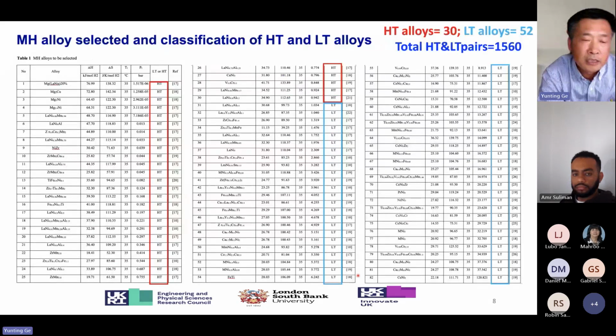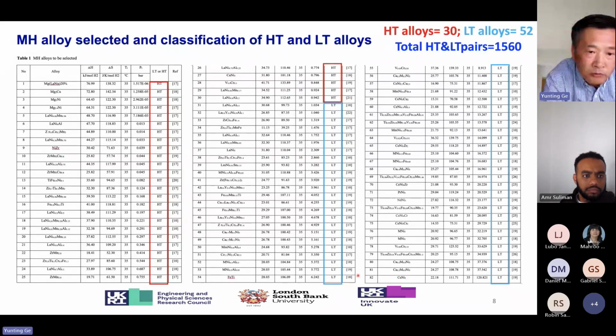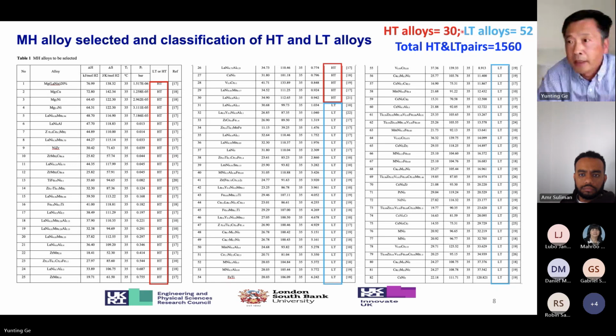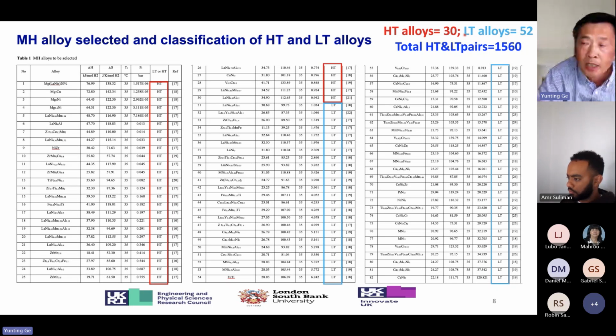To demonstrate this method for the metal hydride alloy selection, we select 82 metal hydride alloys, which are listed here. We classified them into two groups: one is high temperature metal hydride alloy, and the other is low temperature metal hydride alloy.